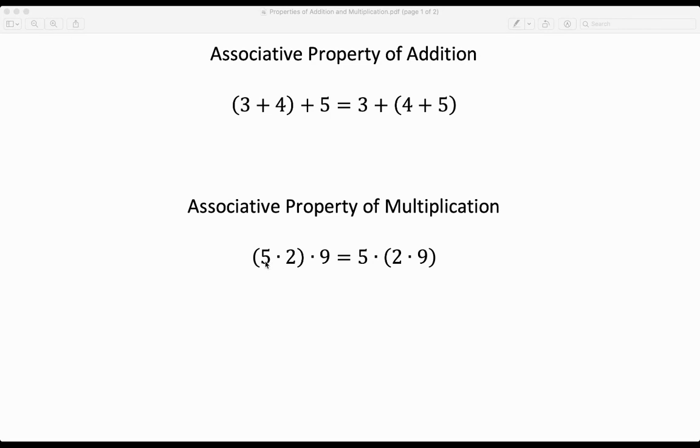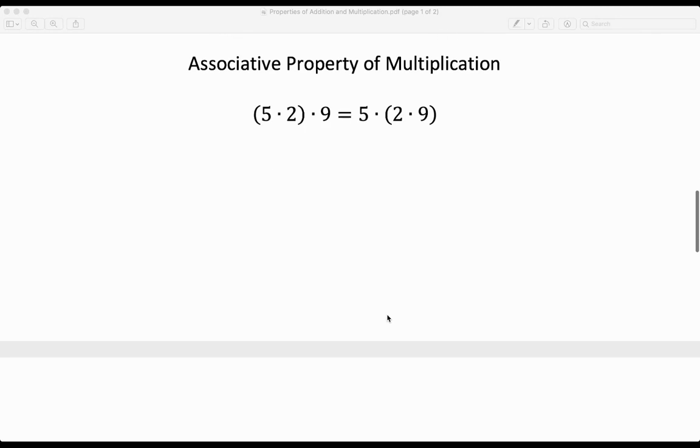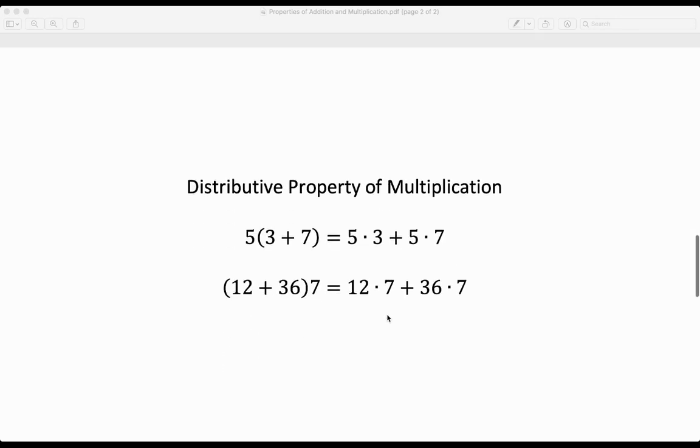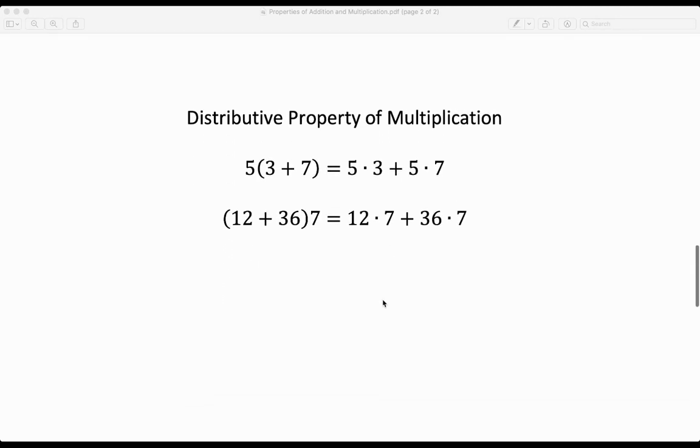In other words, if we multiply 5 times 2 and then multiply by 9, it would have been just as fine to multiply 2 by 9 and then times by 5. The last one I want to talk about only applies to multiplication. It's the distributive property of multiplication.